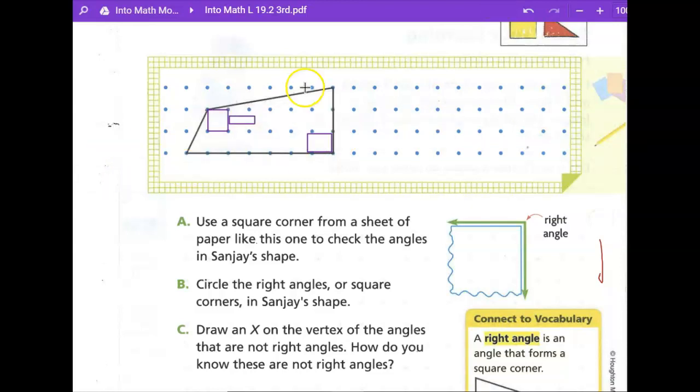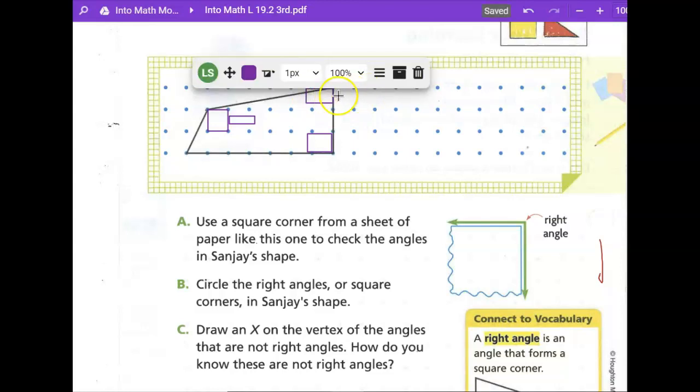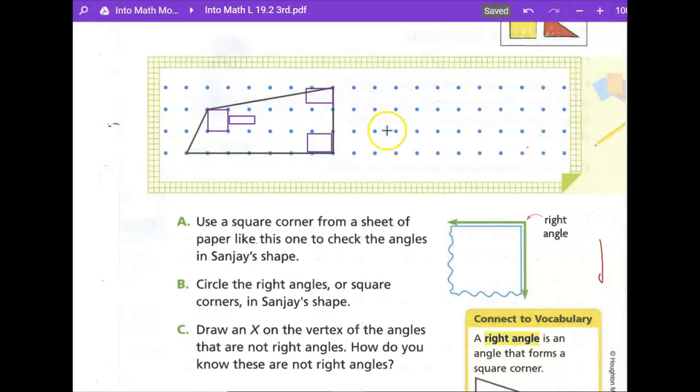You should be able to lay your paper in there and see. Now I'm going to try this one. Is this one a right angle? No. It goes down one, but it doesn't go on the other. So what do you think this one is going to be? No. Okay.